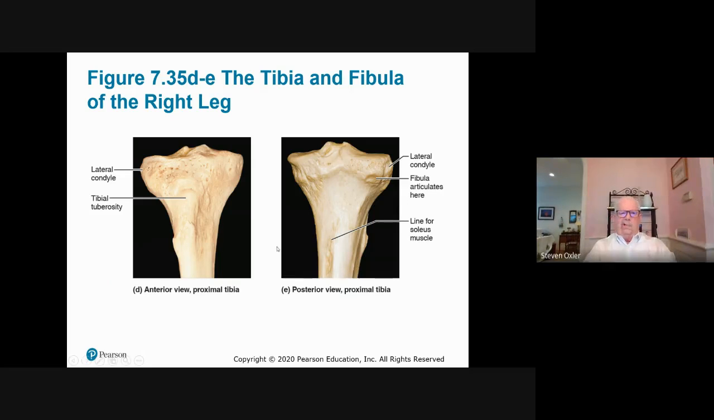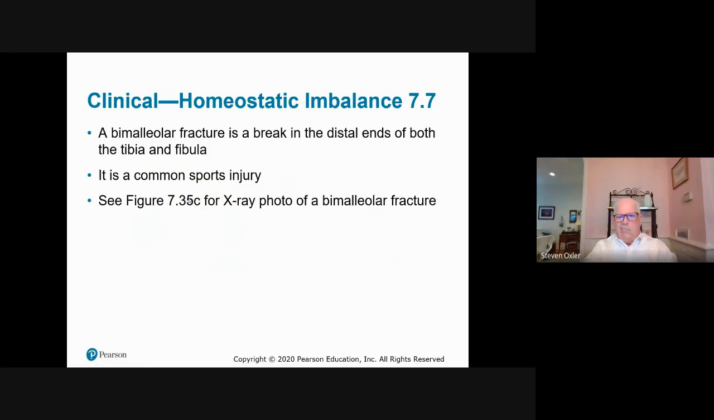The other word I want you to know is on the tibia, and this is the tibial tuberosity, otherwise known as your shin bone. Okay? The tibial tuberosity, the outpouching of this bone, is known as your shin bone, right here. And the reason I talk about the bimalleolar fracture is because it's a very common sports injury. Both bones of the distal ends of both the tibia and fibula are broken.